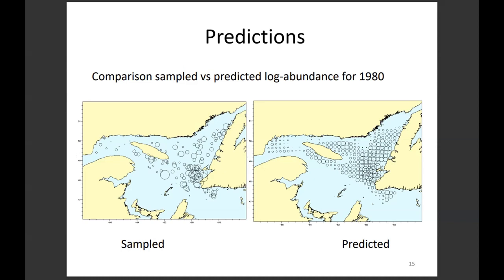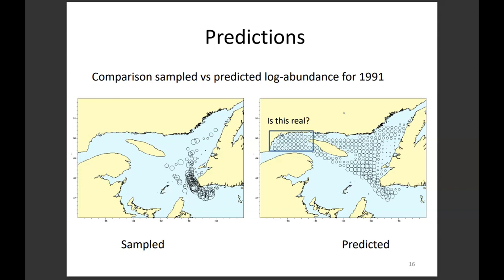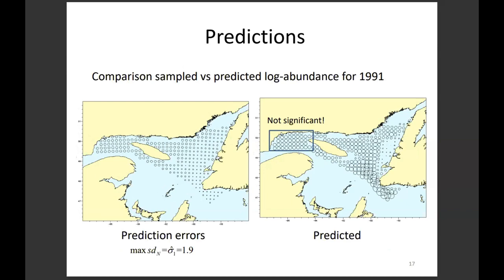So we look at 1980, and this is the sample point that I have. Of course the size of the bubble is related to log abundance, and this is the predicted. This is the prediction on the grid I showed you earlier. And if I look at a year with poor sampling, I have some prediction at the unsampled locations, but the question is, is this real? The answer is no, because when you calculate the prediction standard error, you notice that it has the same magnitude as the predicted values.